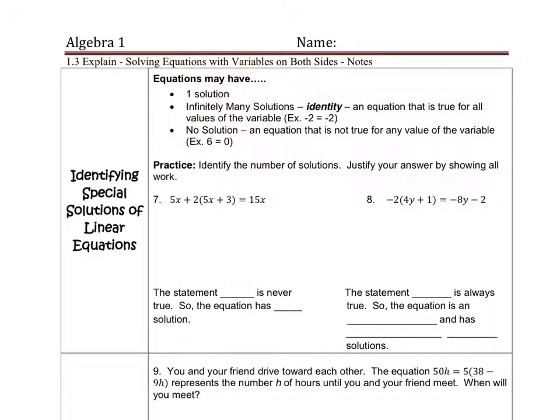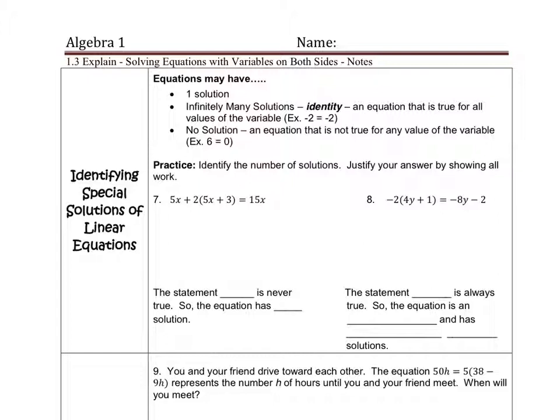Okay, we have 2 special situations to cover. The first one is, what happens if you are solving along and all of your x's cancel out? If all of your x's cancel out, then when you finish, the equation that you have left is either going to be completely true or completely false. So let's look at what happens when all your variables cancel out.